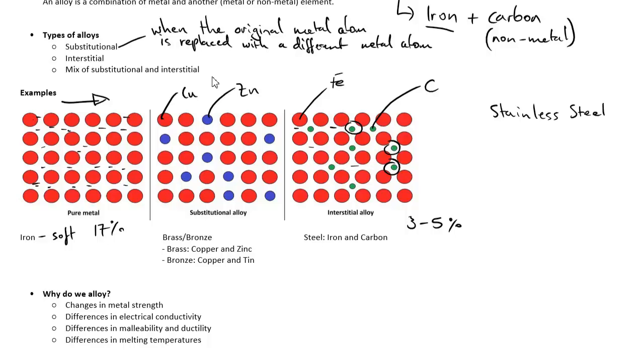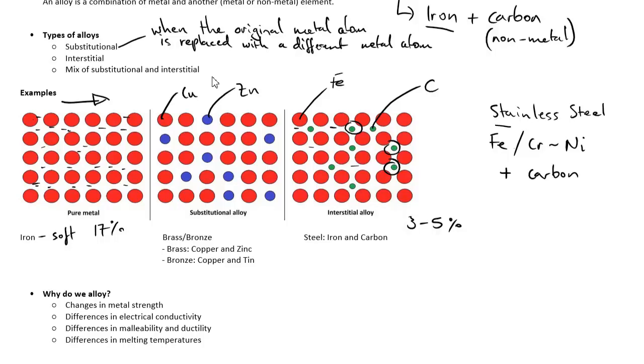So this stainless steel actually has iron predominantly in it, mixed with usually chromium or nickel. So chromium and nickel are both metals. Okay, so that would be an example of substitutional alloying. And then also carbon.